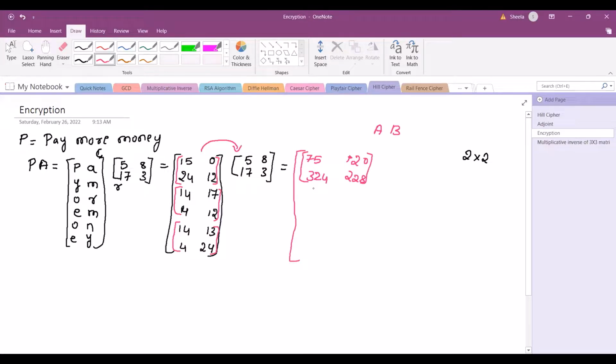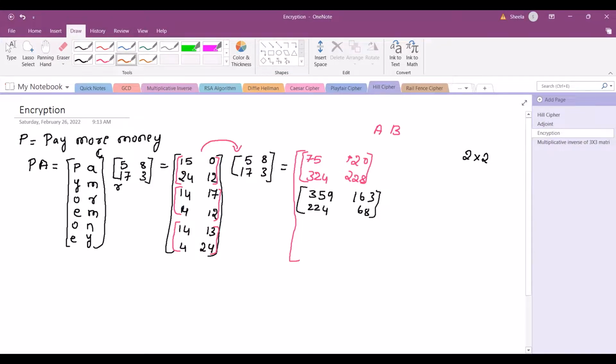And next, again you take the second submatrix, and you multiply the submatrix A, 14, 17, 4, 12, with 5, 8, 17, 3. So what are we going to get here? Here we are going to get the values as 359 and then 163, and we are going to get 224, and another value is 68. So this is another matrix multiplication.